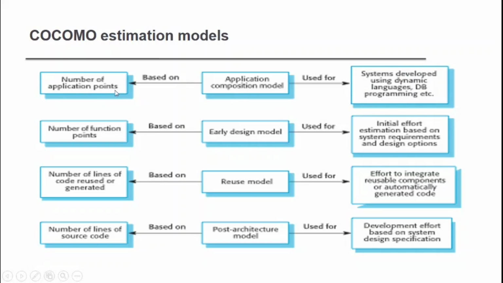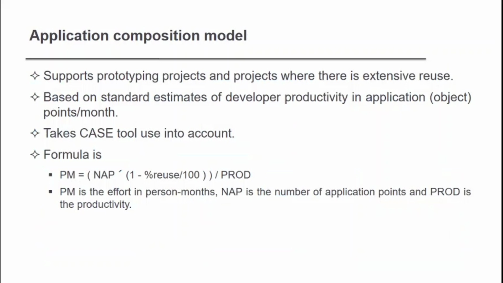The number of application points is used in the composition model, for development using dynamic languages, database programming languages, etc. The early design model is based on the number of function points, giving an initial effort estimation based on the requirements and design options. The number of lines of code reused is based on the effort to integrate reusable components or automatically generated code. The post-architecture model is used for development effort based on the system design specification. So this is the COCOMO estimation model. Very important question and important diagram.